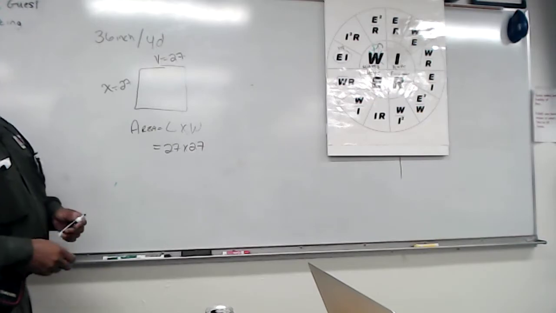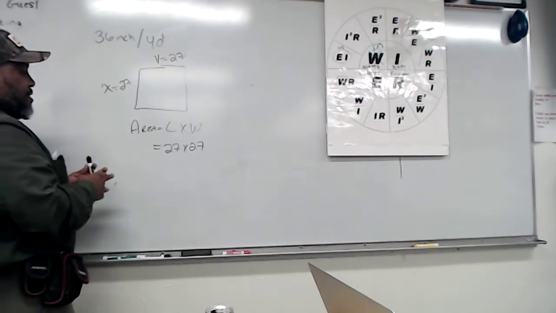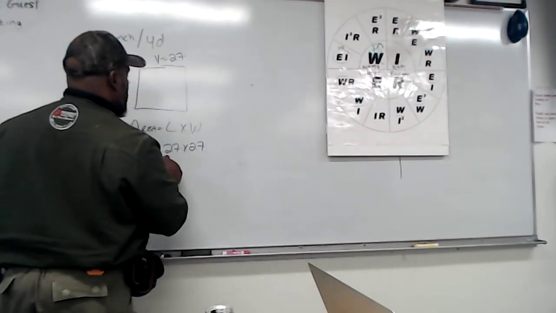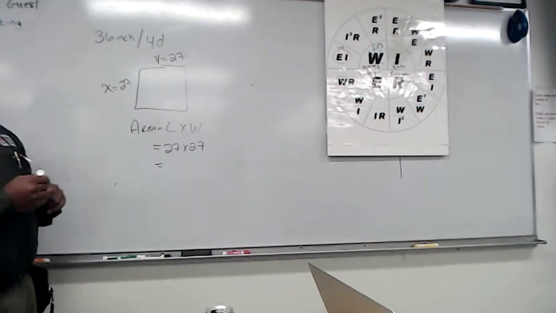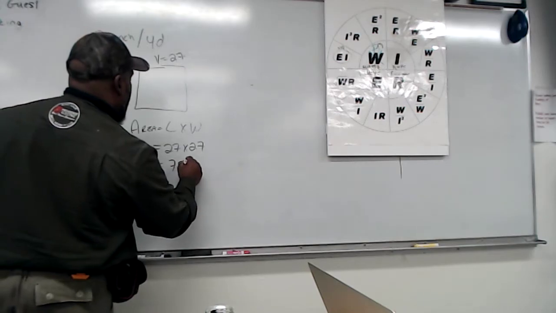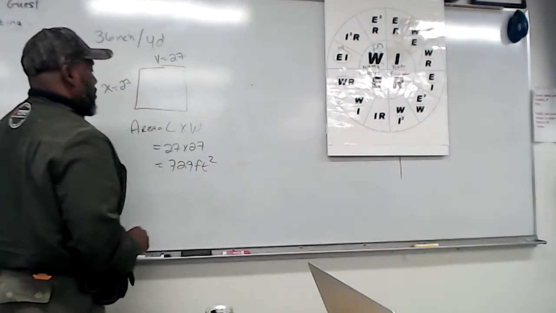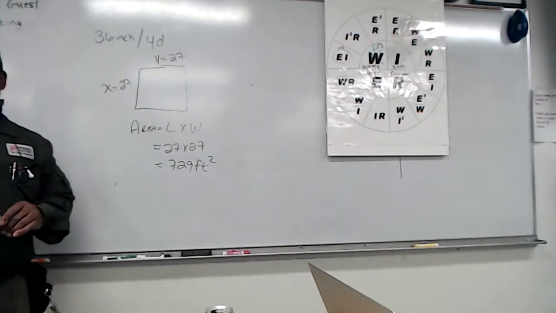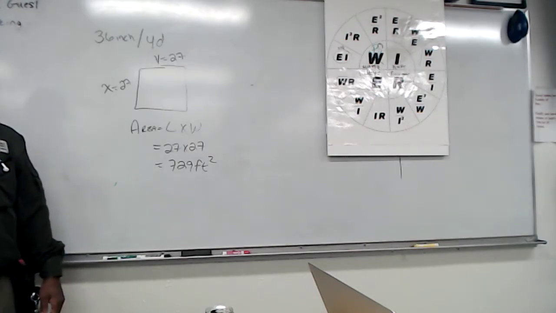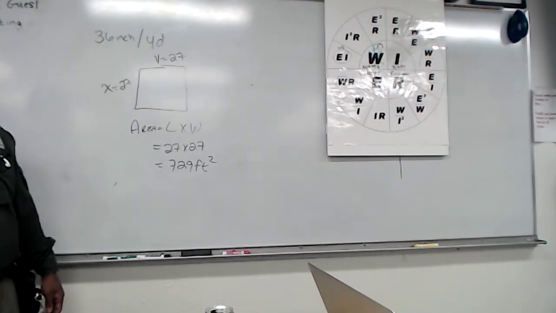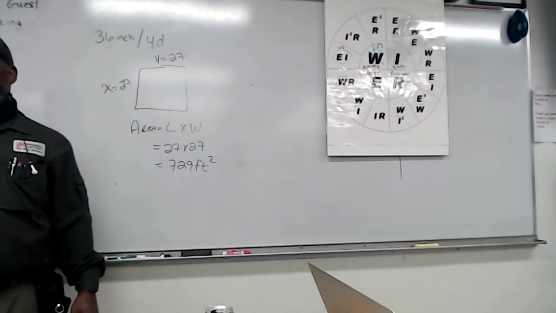And what's interesting, they didn't even say feet, but it's in feet. So what's 27 times 27? 729 feet square. Yes? Okay. All right. Now I got to get that in yard square.